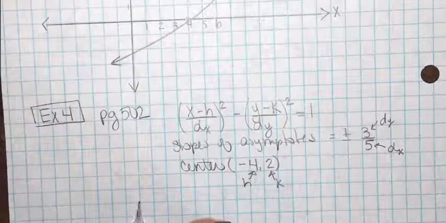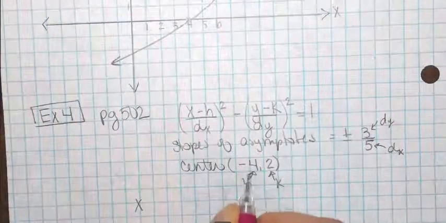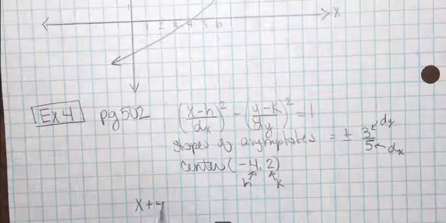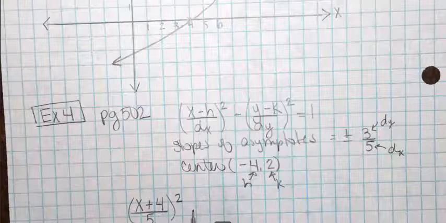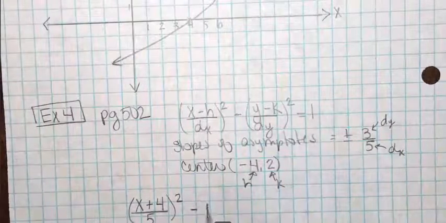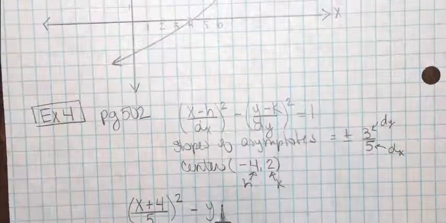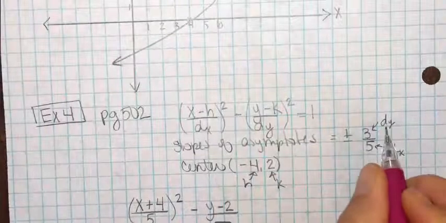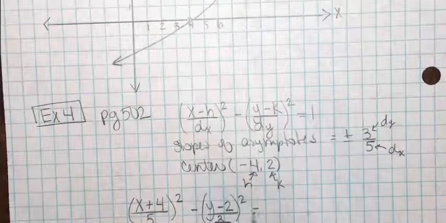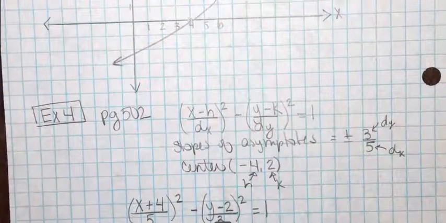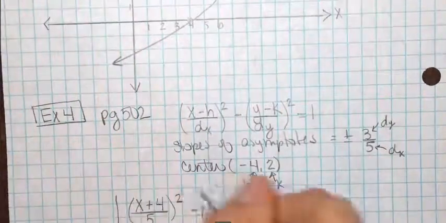So I'm going to have, let's see, x minus -4 will give me x plus 4 over 5, squared. And then subtract, and then we're going to do y minus k, which is y minus 2, over my dilation factor of y, which is 3. Square that and set that equal to 1. And there you have it.